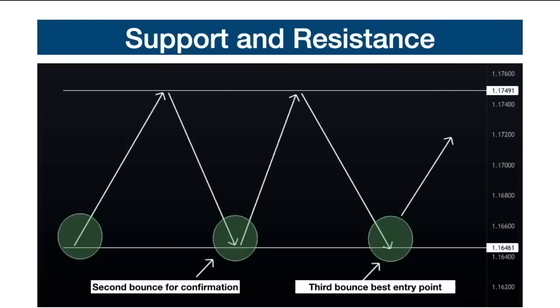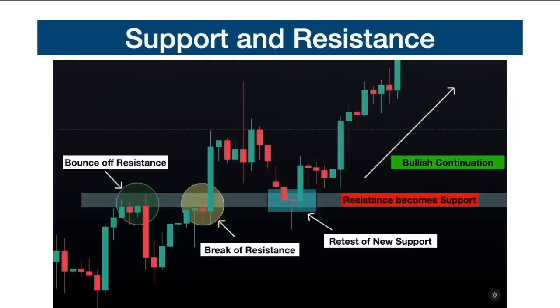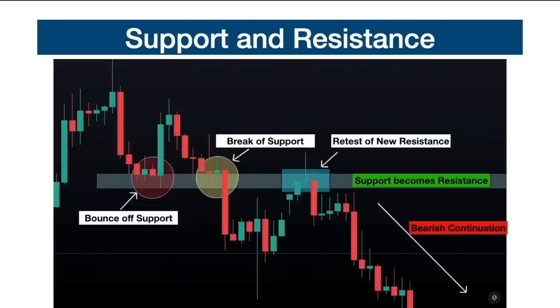A support and resistance zone is created with a minimum of two bounces. The third bounce is often the best time to enter the market. If the price breaks above the resistance zone and confirms a bullish continuation move with a retest of the previous zone, this zone would transform from resistance level to support level. Should the price break below the support zone and confirm a continuation bearish move with a retest on the previous zone, this zone would transform from a support level to a resistance level.